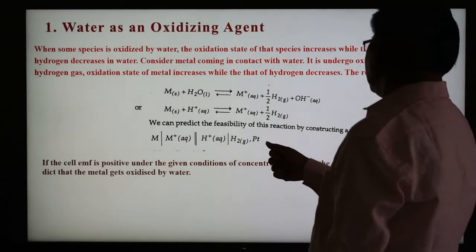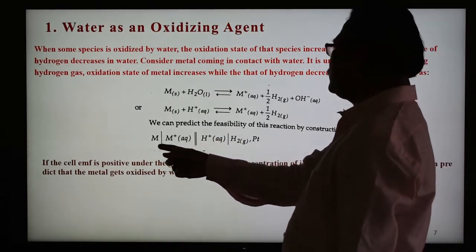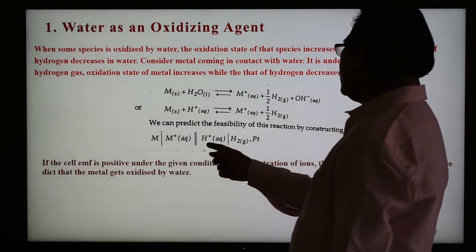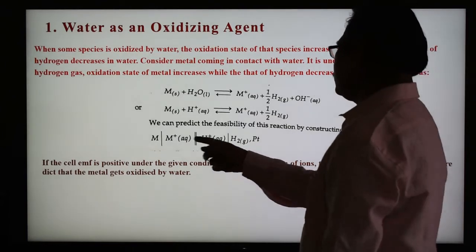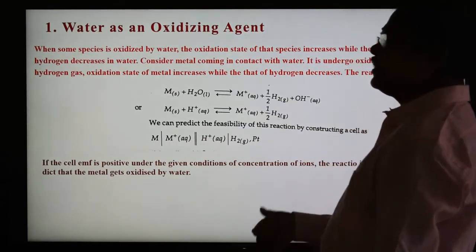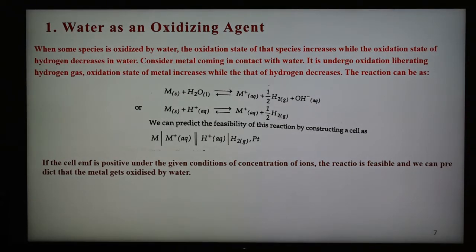The feasibility of this reaction is determined by constructing a cell, in which the metal is oxidized to the metal ion, and H+ ion is reduced to hydrogen gas. This is one half reaction and this is the other half reaction, and the two lines indicate the salt bridge connecting the two solutions. If the cell EMF is positive under the given conditions of ion concentration, the reaction is feasible.